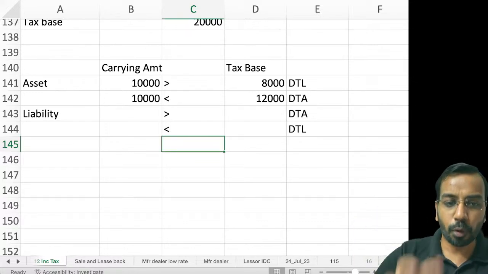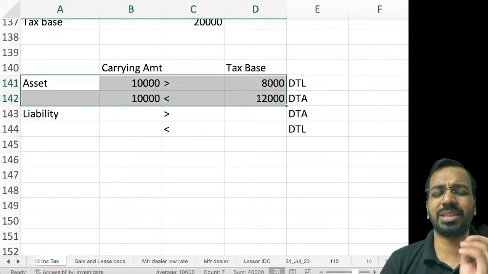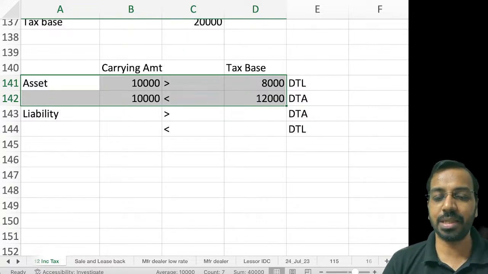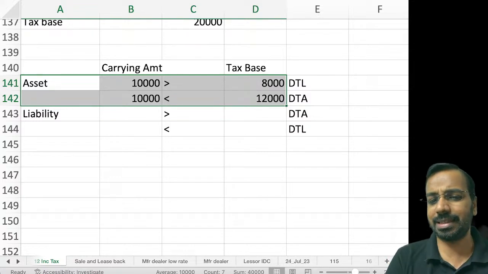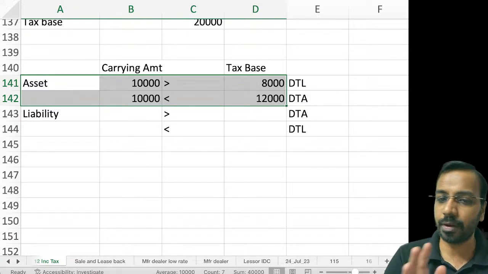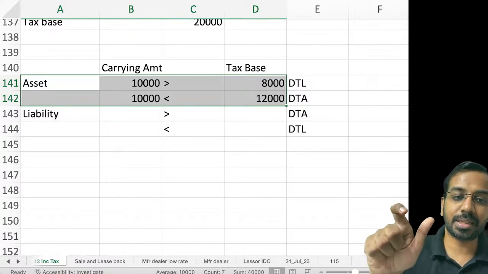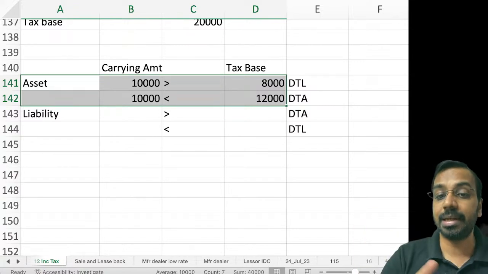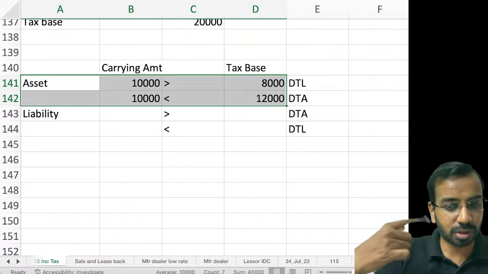Most of the time, questions are based around assets and not on liabilities. I know there would be cases where liabilities also have a difference, but generally in the books you will see the asset amount being different, and in the examination also the major focus will be on assets. But if you have understood this, that if the carrying amount is greater for an asset, it is a DTL, and if for a liability it is greater, then it is a DTA. So this you have to remember.